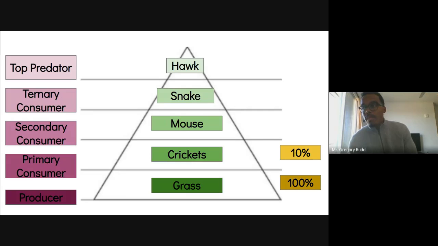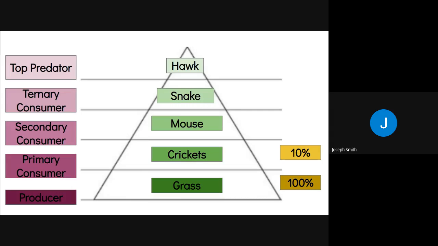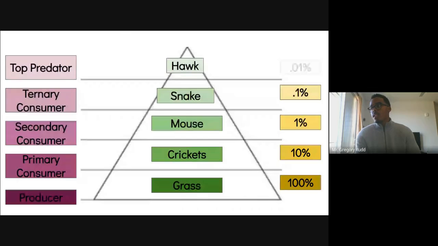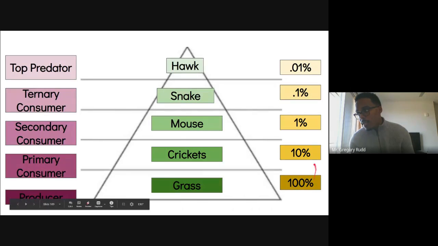So then how much would be available to the mouse? 1%. We're just dividing by 10. And then how much would be available to the snake? Then that's 0.1. And then the hawk, of course, gets 0.01. So again, as we move up, all we're doing is dividing by 10, dividing by 10.